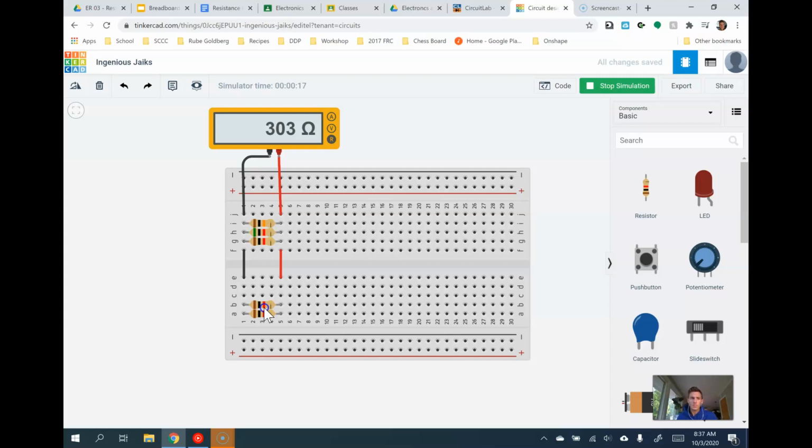Okay. So once again, that is connecting up a parallel circuit in TinkerCAD.